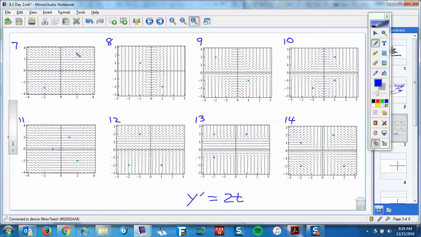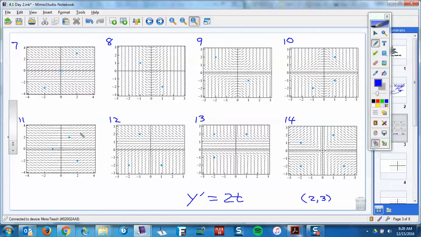This is the point (2, 3), it looks like to me. This blue dot right here. So let's take the point (2, 3) and plug it in and see what we get. Well, all we can plug in is a 2 because we just have a t there. So 2 times 2 is 4. Is that a slope of 4 right there? No.